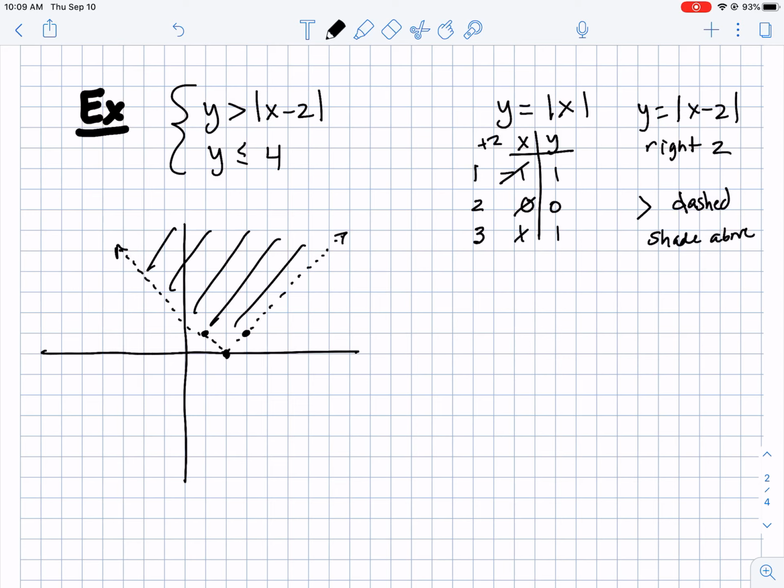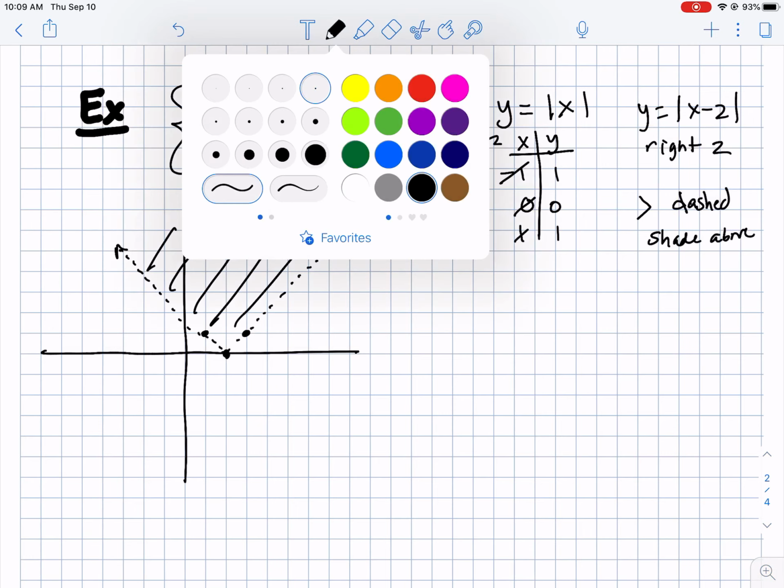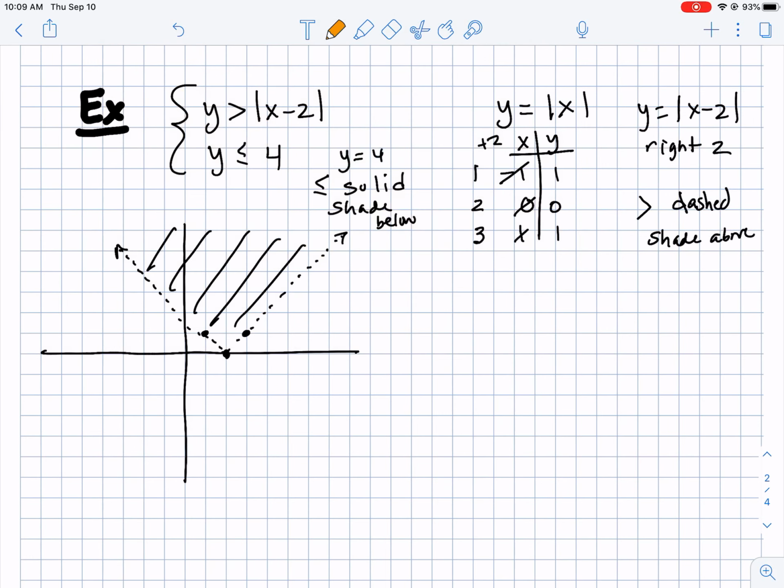After that, I'm going to look at y less than or equal to 4. Well, if you wanted to graph, say, y equals 4, that's going to be a horizontal line. The less than or equal to means it's going to be a solid line, and it's going to be shaded below. So I'm going to go to 4. 1, 2, 3, 4. It is a solid line. Let me do this one in orange. 1, 2, 3, 4. Solid line. And it is going to be shaded below.